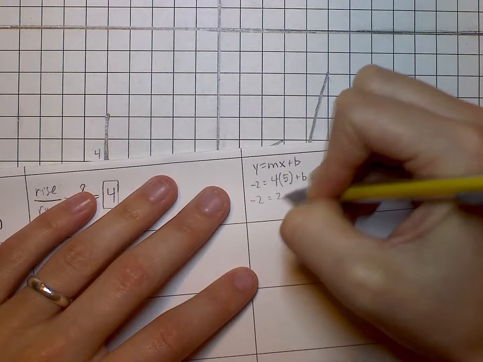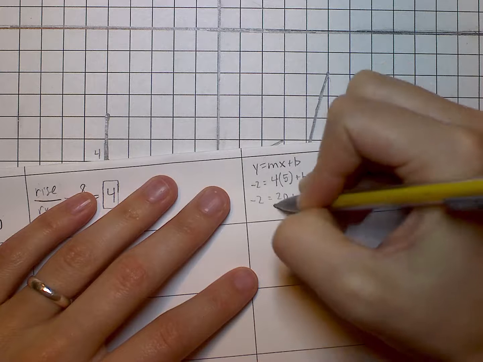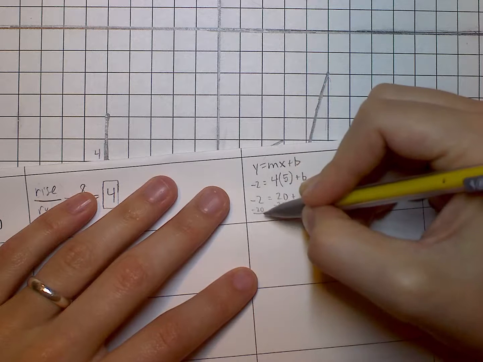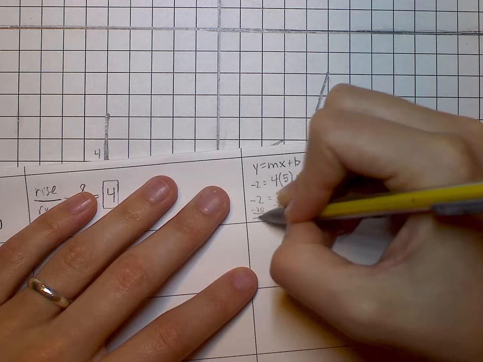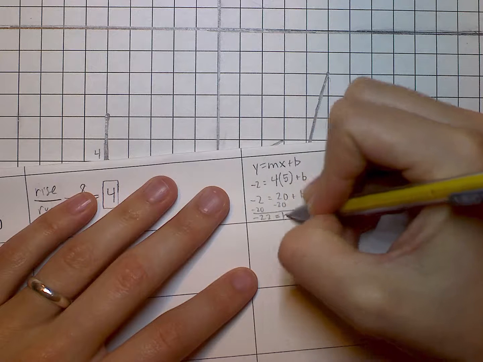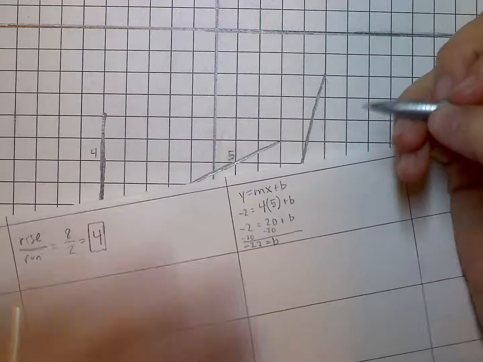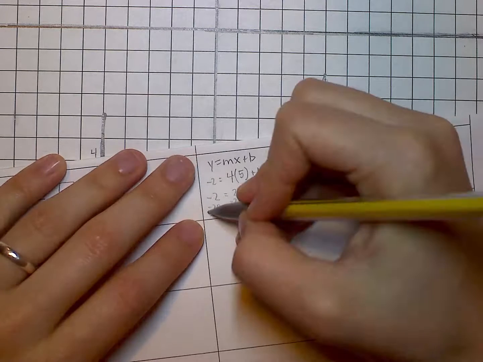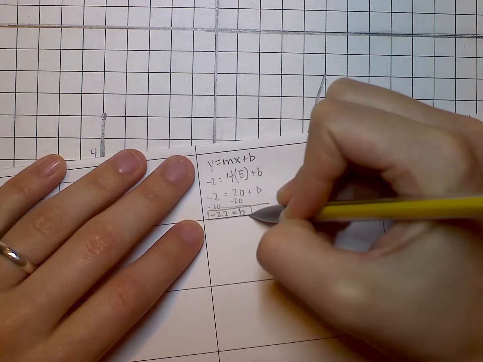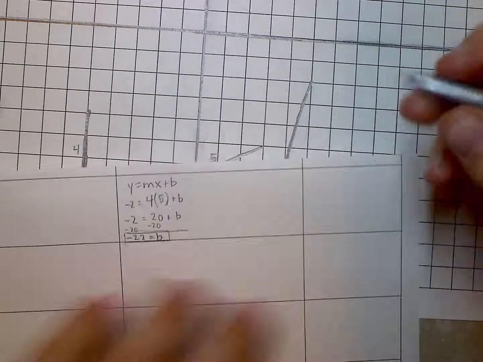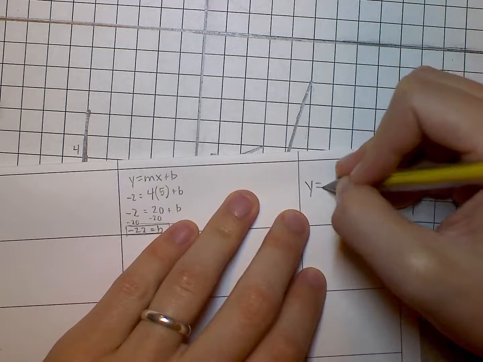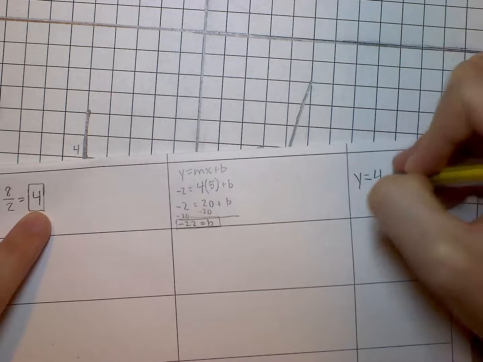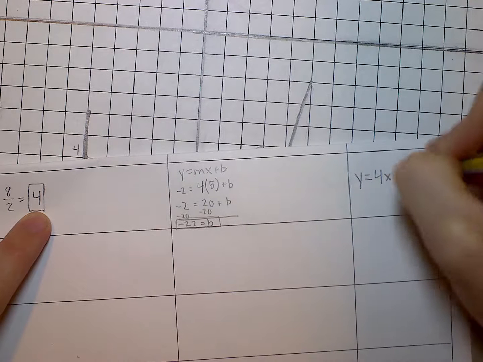4 times 5 is 20. And I'm going to subtract 20 from both sides. Negative 2 minus 20, so that's 2 negatives and 20 negatives. It's a total of 22 negatives. So that answer makes sense, right? It's going to hit the y-axis way below the graph at negative 22. And so then I have my y-intercept and my slope. So y equals 4x minus 22.